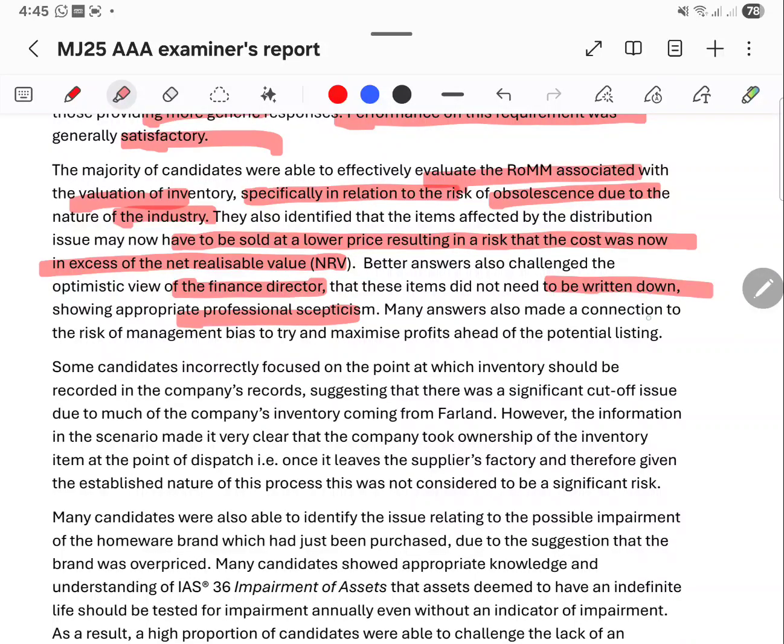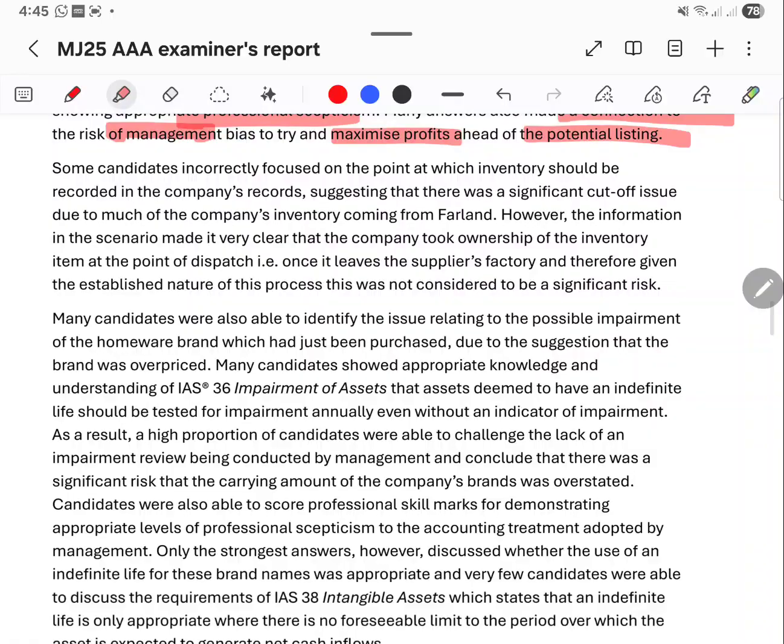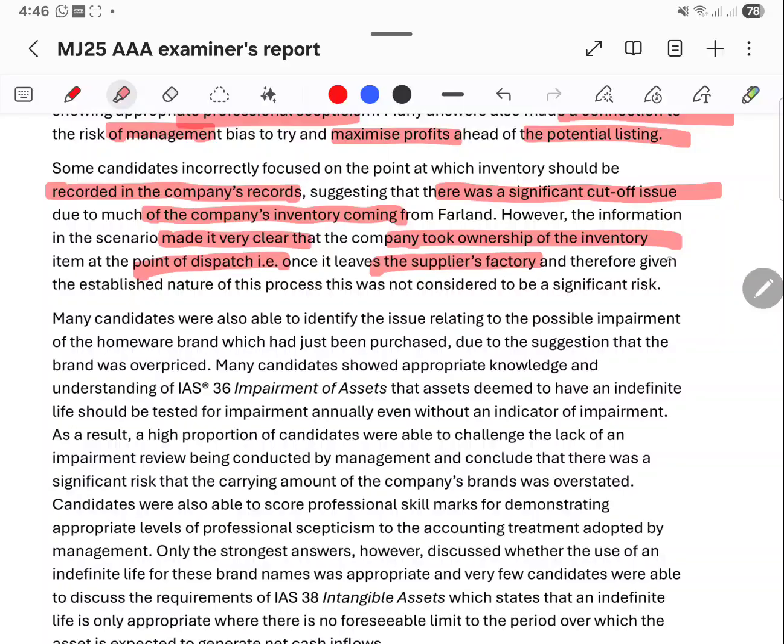Many answers also made a connection to the risk of management bias, to try and maximize profits ahead of the potential listing. Some candidates incorrectly focused on the point at which inventory should be recorded in the company's records, suggesting that there was a significant cut-off issue due to much of the company's inventory coming from Farland. However, the information in the scenario made it very clear that the company took ownership of the inventory at the point of dispatch, that is, once it leaves the supplier's factory. Therefore, given the established nature of the process, this was not considered to be a significant risk.